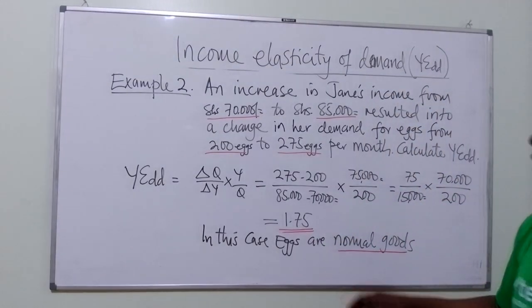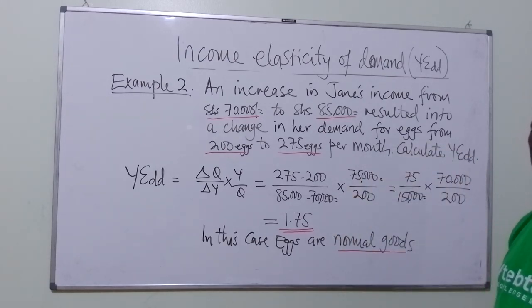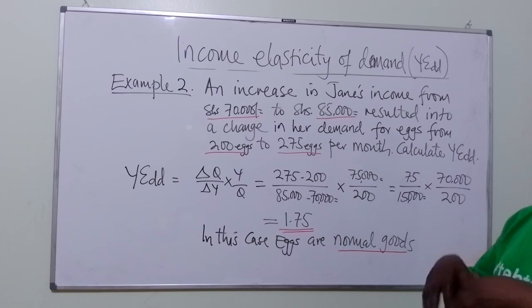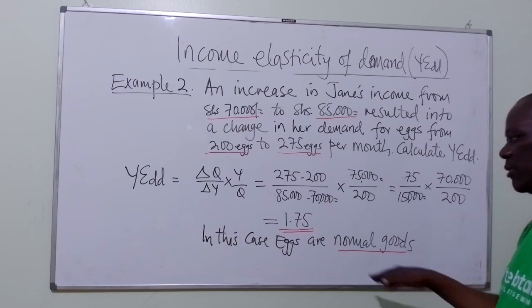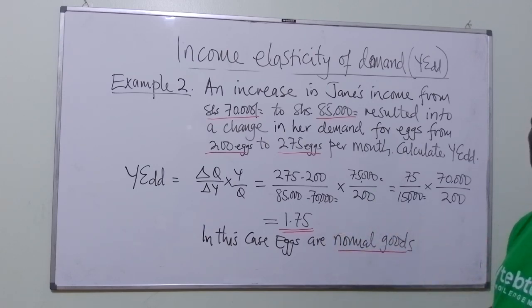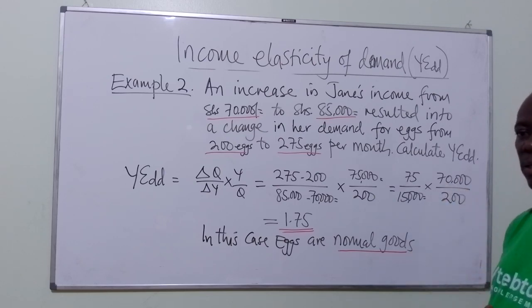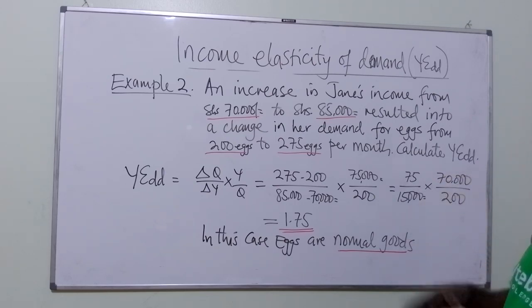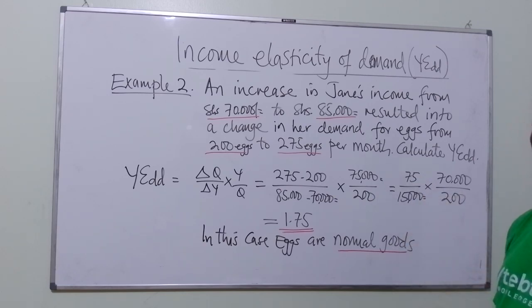So normal goods means that as one's income increases, the demand for such commodity or commodities is going to increase. That's what it means. How do you know that it is normal? When you calculate and the figure is a positive figure, definitely you are going to conclude that this is a normal good. With the previous example 1, we realized that it was an inferior good. Why? The figure was negative.